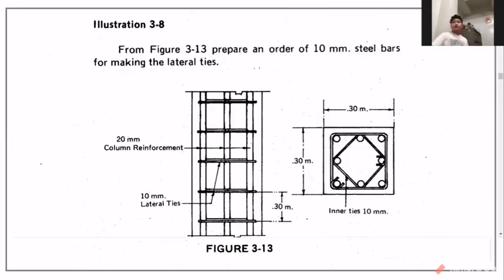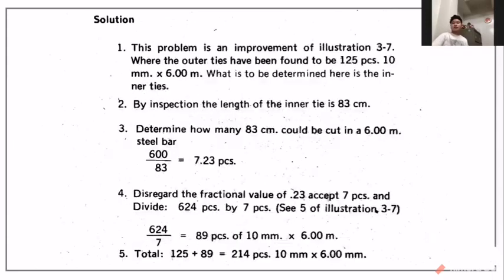Steel bars lateral ties. Lagi. So 125 plus 89 pieces of 10 millimeter by 6 meter steel bars there. So we have 214 pieces of 10 millimeter by 6 meter. So that would be all, and thank you.